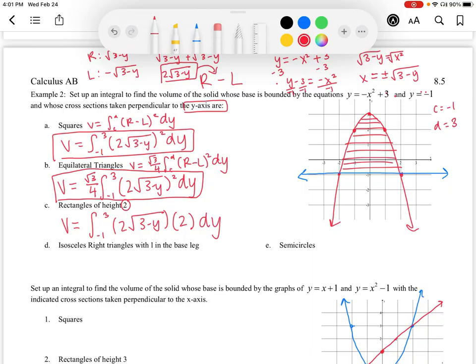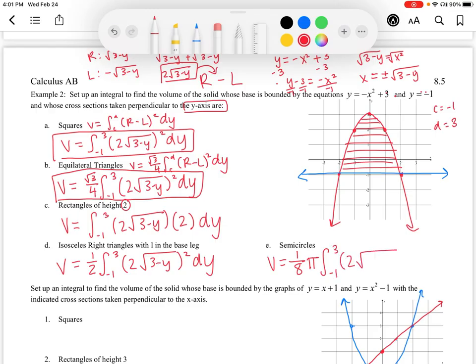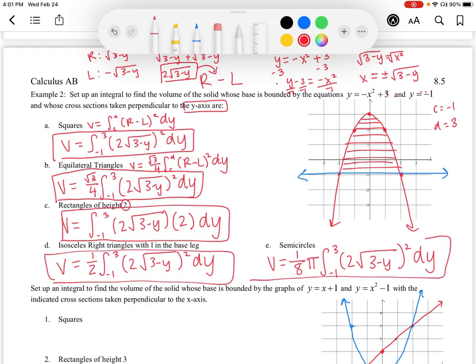Isosceles right triangles. That's the one that just has the 1/2 in front of it. So negative 1 to 3 of that 2 square root of 3 minus y squared dy. And semicircles has the 1 over 8 pi integral from negative 1 to a positive 3, 2 square root of 3 minus y squared dy. So there are all of my integrals for that example.